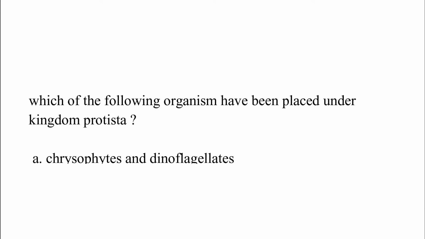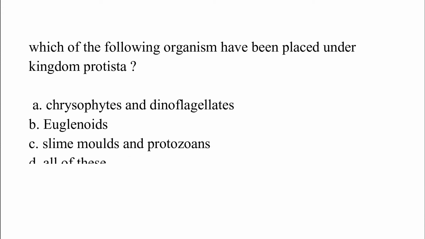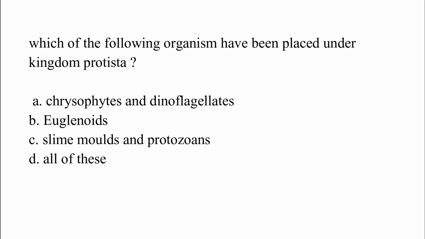Which of the following organisms have been placed under kingdom Protista? Option A, chrysophytes; option B, euglenoids; option C, slime mold and protozoans; option D, all of these. The correct answer is option D, which is all of these.